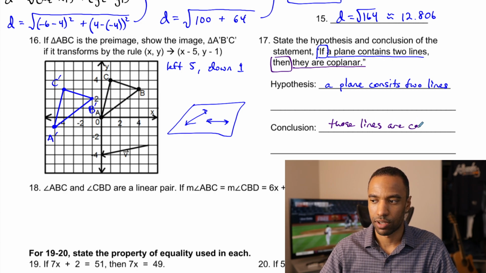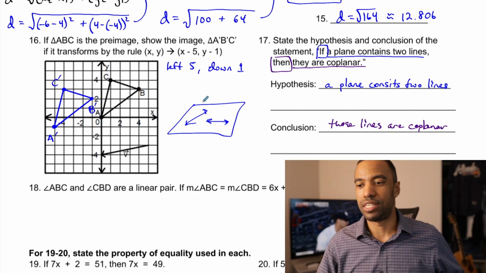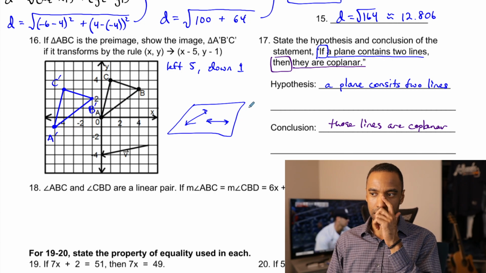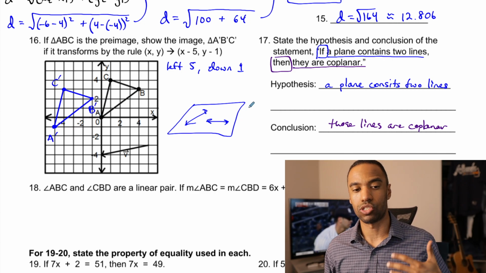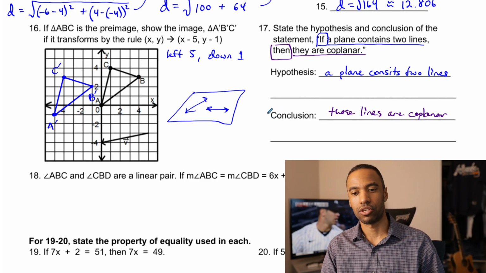You could say they, that's fine. I just want to make sure that we know what the they is. Not playing the pronoun game with you guys. Those lines, yes, two lines that are on the same plane are indeed coplanar. Excuse me, a plane that consists of two lines would also be coplanar lines. That's all there is on that one.